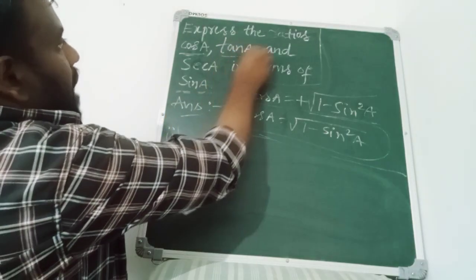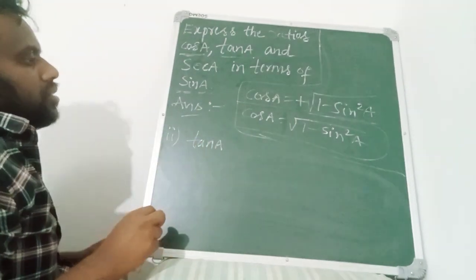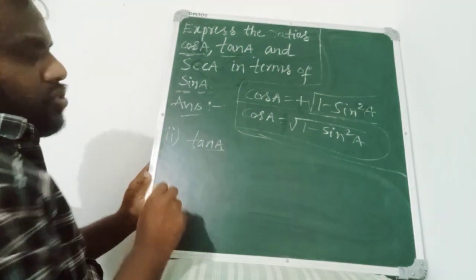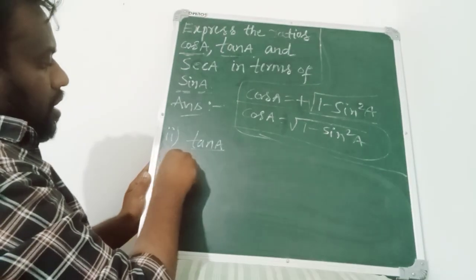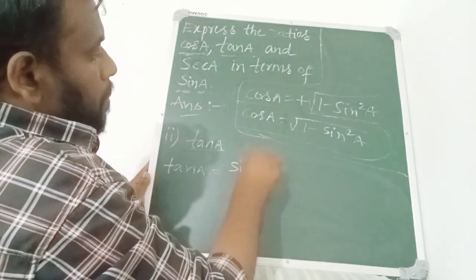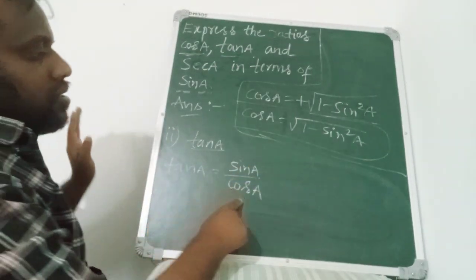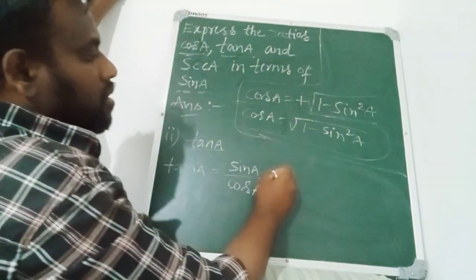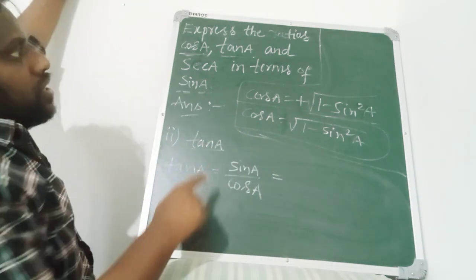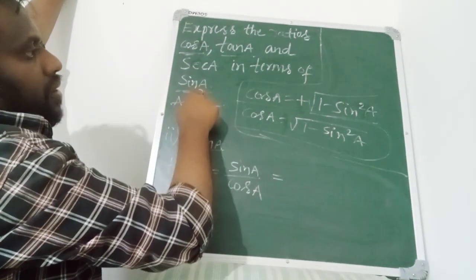So second is tan A. So you know, we have one formula for tan A. Tan A is equal to sin A by cos A. Okay, this is the formula you have to remember. In the next step, what is the question? See, express this cos A in terms of sin A.